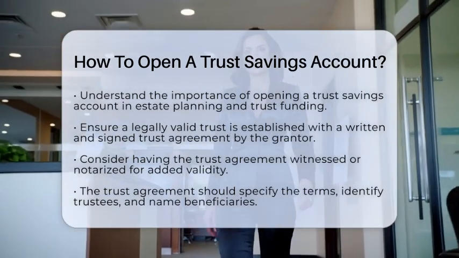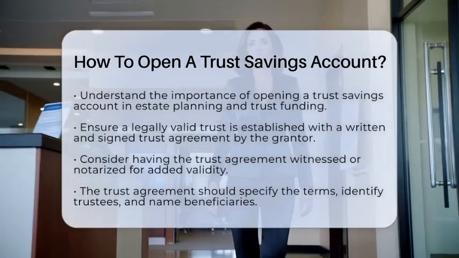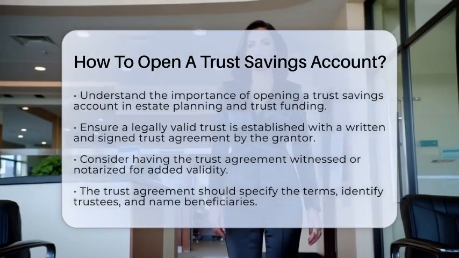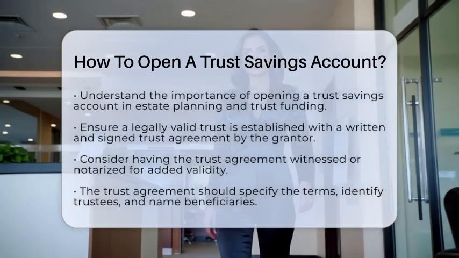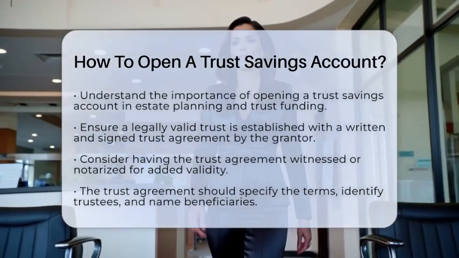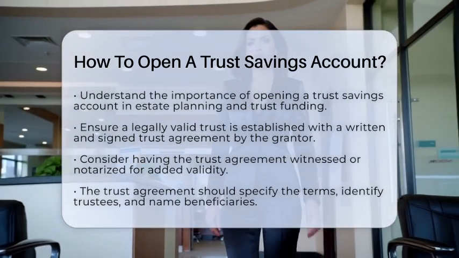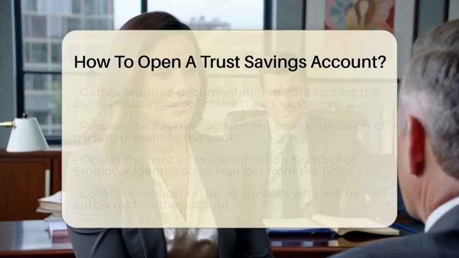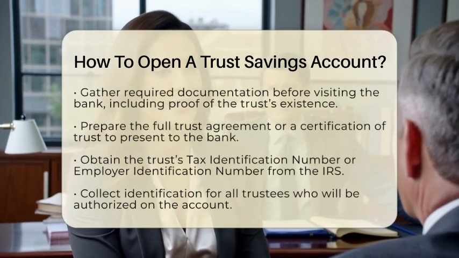Next, you will need to gather the required documentation. When you visit the bank to open the account, they will ask for proof of the trust's existence and the authority of the trustee. This usually includes the full trust agreement or a certification of trust. A certification of trust is a shorter document that summarizes key details without revealing sensitive information.